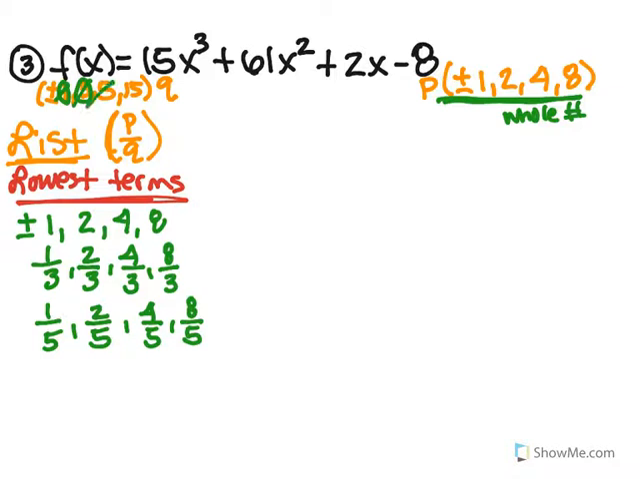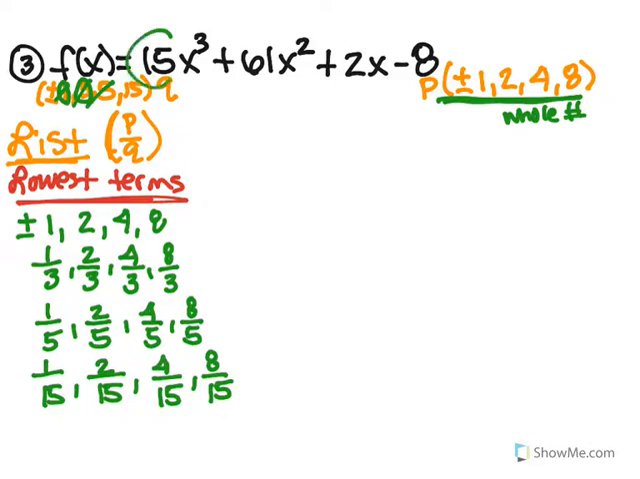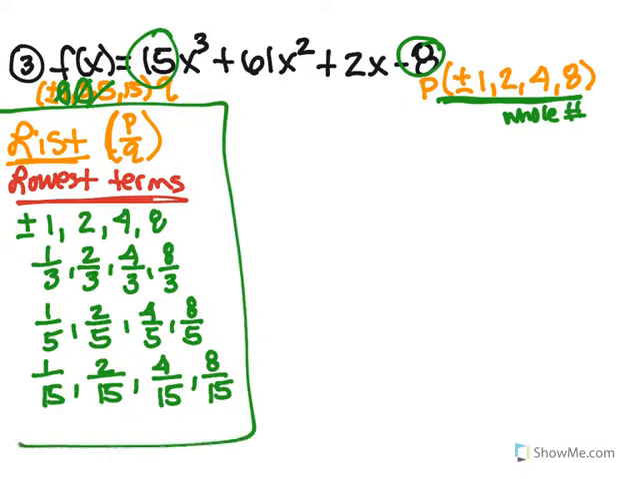And my next Q, my bottom is 15. So 1 over 15, 2 over 15, 4 over 15, and 8 over 15. Now, when I look at each fraction, they're all in lowest terms. And I knew that from the beginning because 15 and 8 have nothing in common. So I knew that my fractions would not reduce. So this is my list. This is what you're picking from.